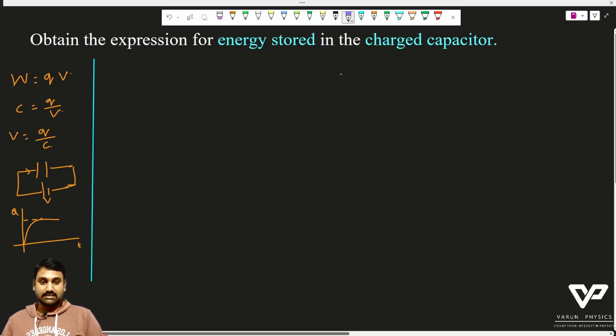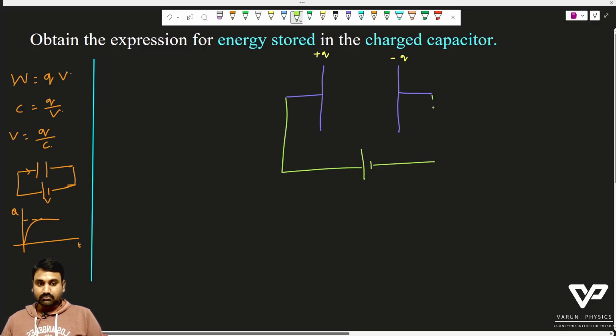So let us consider a parallel plate capacitor whose area is A and it is separated by distance d. Let us assume that it is connected to a battery of potential V. At some intermediate state, let us assume that this plate is charged to plus Q and this is charged to minus Q. Let us assume we have connected it to a battery like this. It doesn't get charged immediately. So at some instant of time, we have plus Q and minus Q. Let us assume that the potential it has reached is V prime.